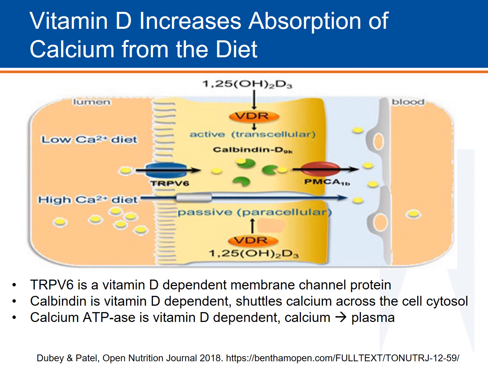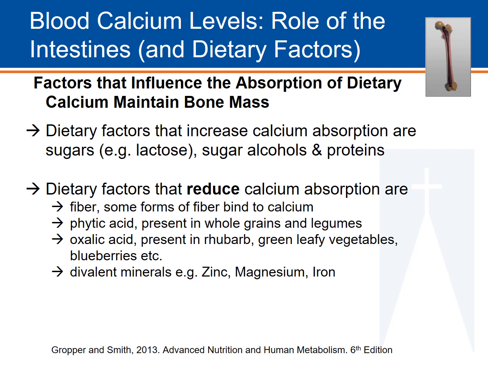In addition to vitamin D, there are other dietary factors that also influence the absorption of calcium from the diet. Some dietary factors that increase calcium absorption are sugars like lactose in milk, sugar alcohols, and proteins. But there are a number of dietary factors that reduce calcium absorption, and these are fiber. There are some forms of fiber that directly bind calcium, phytic acid, which is present in whole grains and legumes, oxalic acid, which is present in rhubarb, green leafy vegetables, and blueberries, and divalent minerals like zinc, magnesium, and iron.